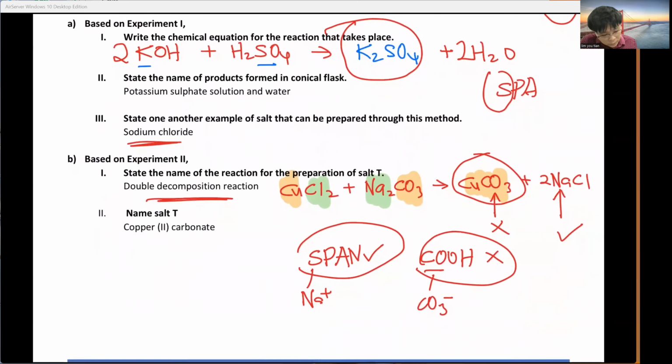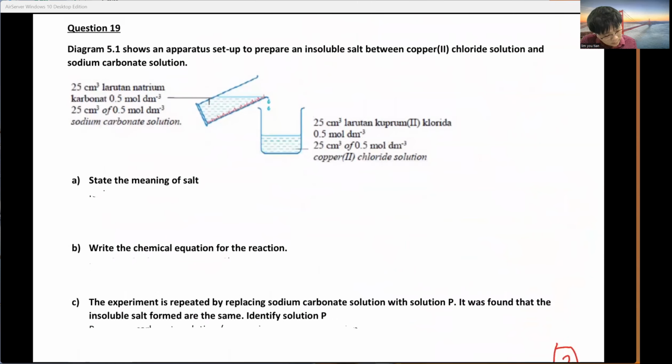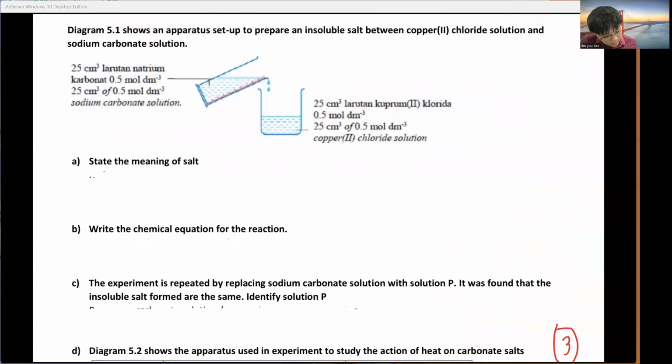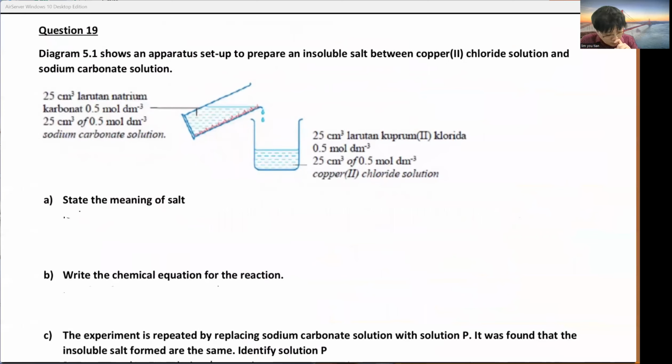Now, thereafter, we move on to the next question. Okay, move to this part. Now you can see this one is to prepare a salt. You can see both are solutions, so both solutions means preparing an insoluble salt. You might be clear because SPM, they sure will give you questions that ask you to analyze what is the difference between these two methods.